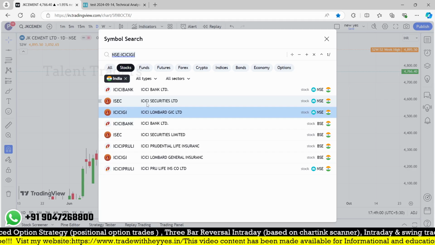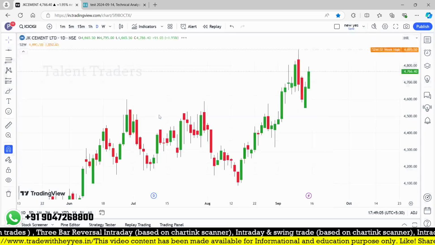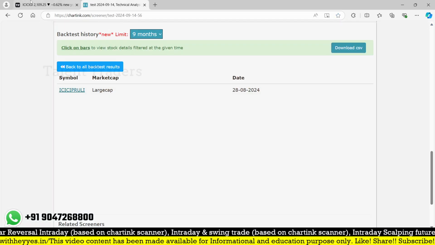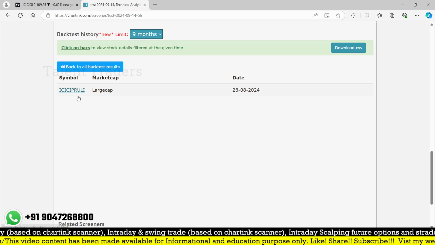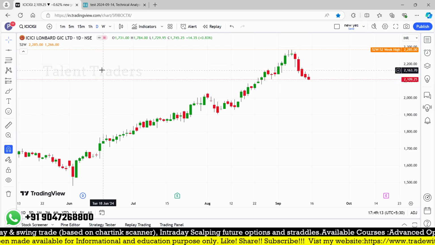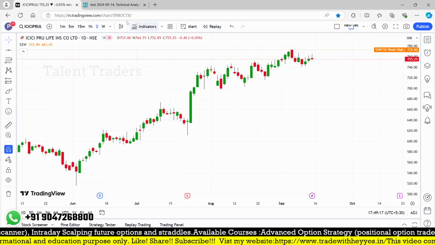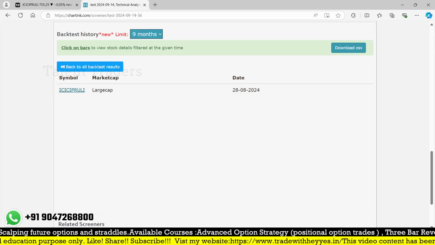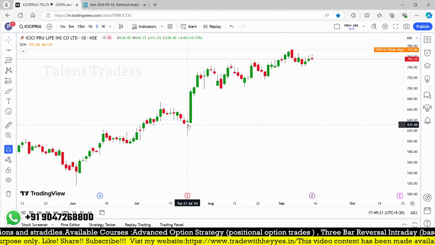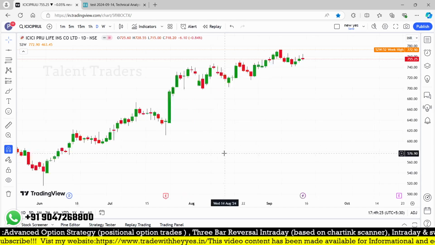ICICI General Insurance, ICICI GI. Yeah, ICICI Prudential Life Insurance, that should be ICICI Prudential. Here ICICI Prudential and ICICI Lombard, ICICI True Life. Okay, so it is on 28 August, July.